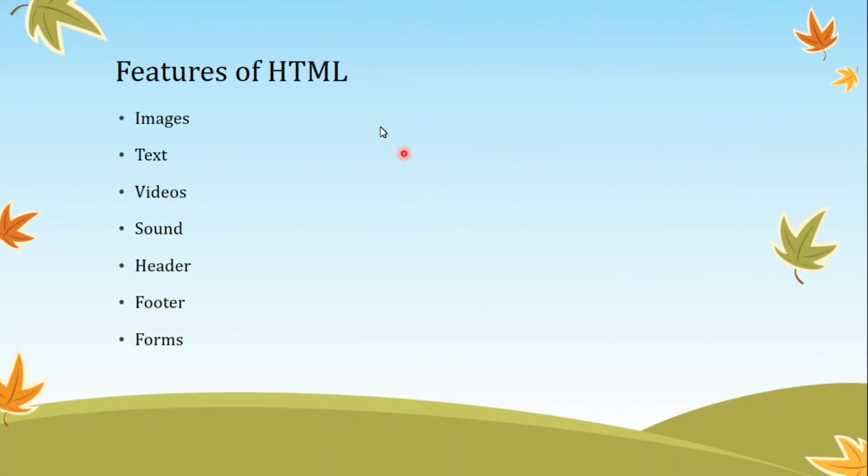Finally, we have the features of HTML. Now the features of HTML are the images, the text, the videos, sounds, headers, footers, and forms. I mean, these are the things that you can do with HTML. You can put images into positions. You can provide some text and videos, even in fact sounds.